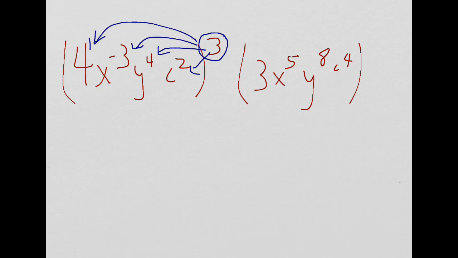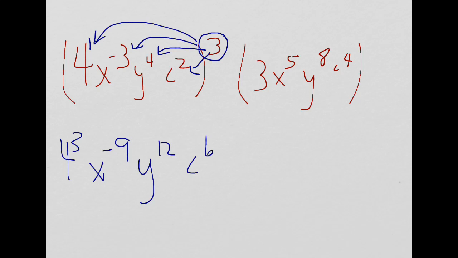And then if I raise an exponent to a power, I multiply the exponents. So 3 times 1, I'd have 4 to the third here. Then I've got x to the negative third raised to the third power, so that's negative 9. I have y to the fourth raised to the third power, which is y to the 12th. And then c to the 6th.